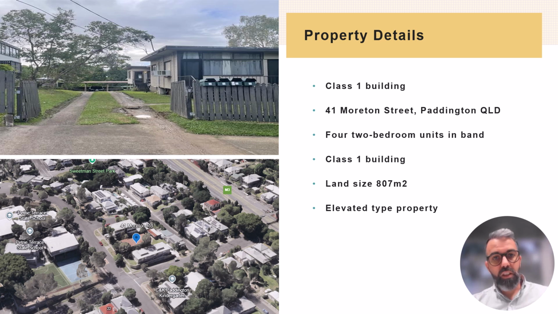As we can see in this slide, the building being used for investigation is a Class 1 residential building built in Roe. It's located at 41 Morden Street in Paddington, Queensland. The construction primarily consists of reinforced concrete bored piers with a timber frame structure above, light timber wall framing and metal roof coverings. Very simple kind of building.